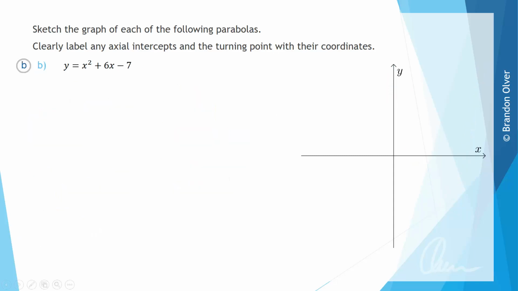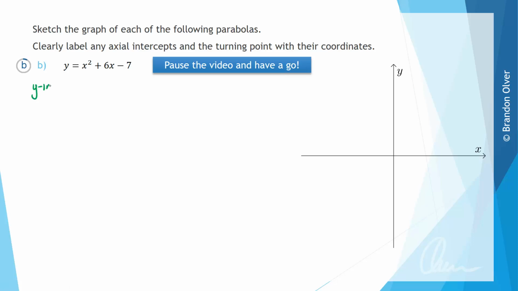For part B, we're going to sketch y equals x squared plus 6x minus 7. I'm going to encourage you to pause the video and have a go at completing this before I go through the answer. So this question is very similar to the first. So we're going to find the y-intercept of this graph, which is when x equals 0. So therefore we find that y is equal to 0 squared plus 6 times 0 minus 7. So therefore y is simply equal to minus 7.